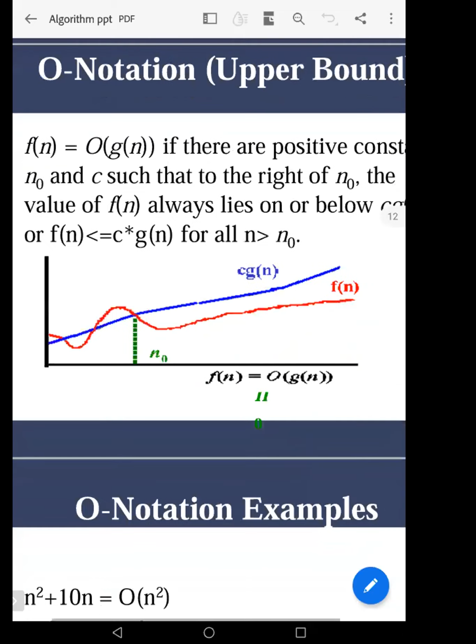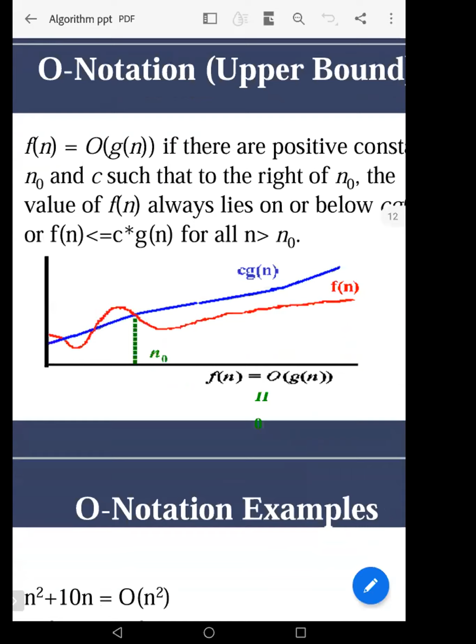See here, this is the graph for big O notation. This is used for the upper bound. That's why c·g(n) is just above f(n). f(n) is just below c·g(n). That's why it is called upper bound. g(n) is above f(n). But what suitable value of c makes g(n) greater than f(n)? That we have to determine.